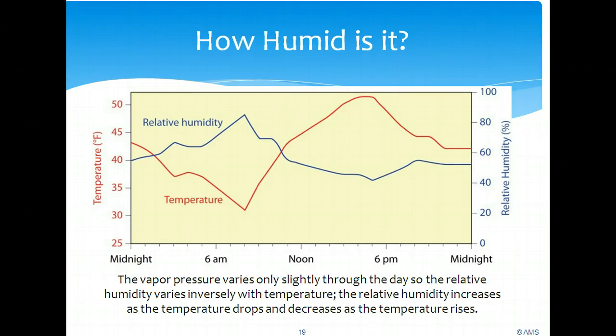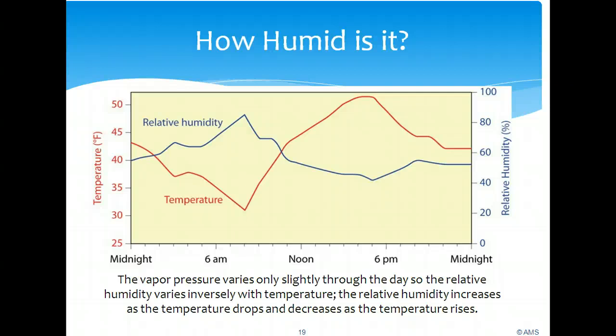Here's something to remember. Because the saturation vapor pressure varies directly with the temperature, the relative humidity varies inversely with the temperature. If no water vapor were added to or removed from unsaturated air, the relative humidity increases as the temperature drops and decreases as the temperature rises. Look at the example that we have here.